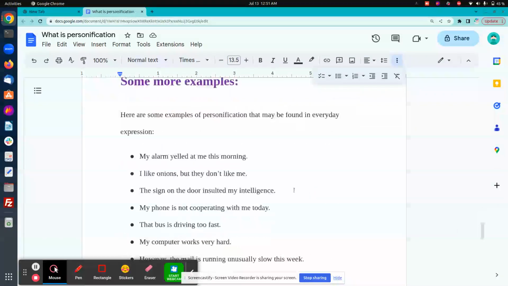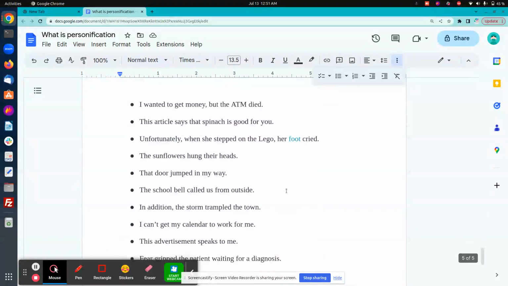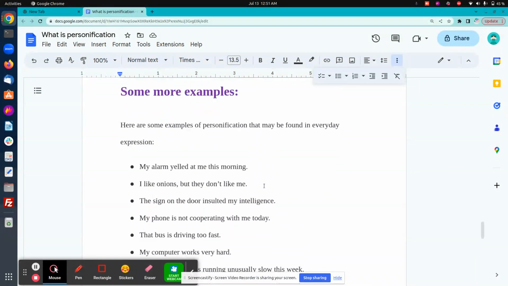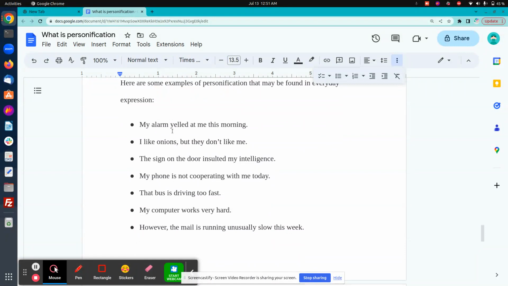So we have a few more examples over here. If you want, you can take screenshots of these examples, so things will be more clear to you. My alarm yelled at me this morning. See, yelling again is the human trait. I like onions, but they don't like me. Liking is the human trait. The sign on the door insulted my intelligence. See, insulting is again a human trait. My phone is not cooperating with me today. Cooperating is a human trait.